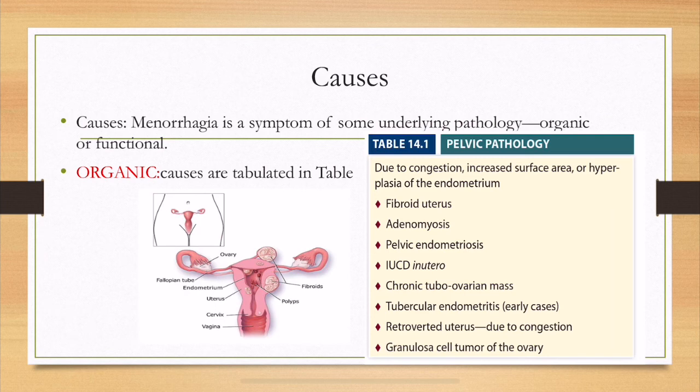This tumor is going to produce a large amount of estrogen. When there is an excess amount of estrogen, this will result in excessive growth of the endometrium. Once there is excessive growth of the endometrium, the shedding is also going to be more, and excessive bleeding occurs. Hope the organic causes are clear.